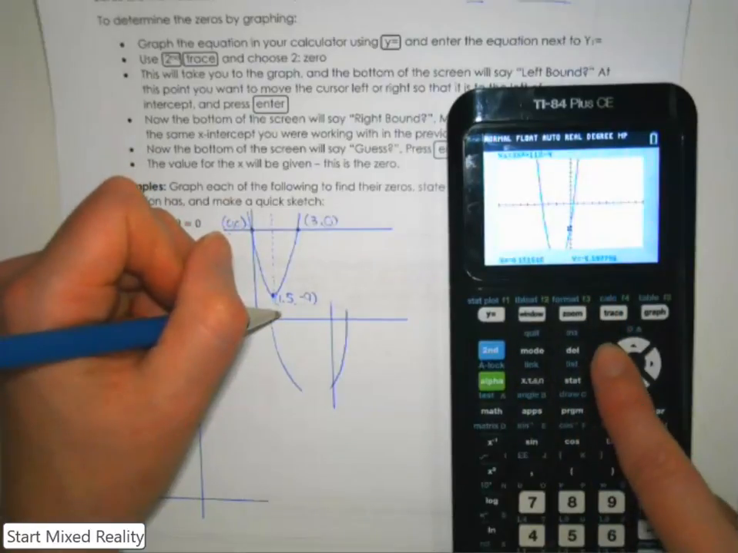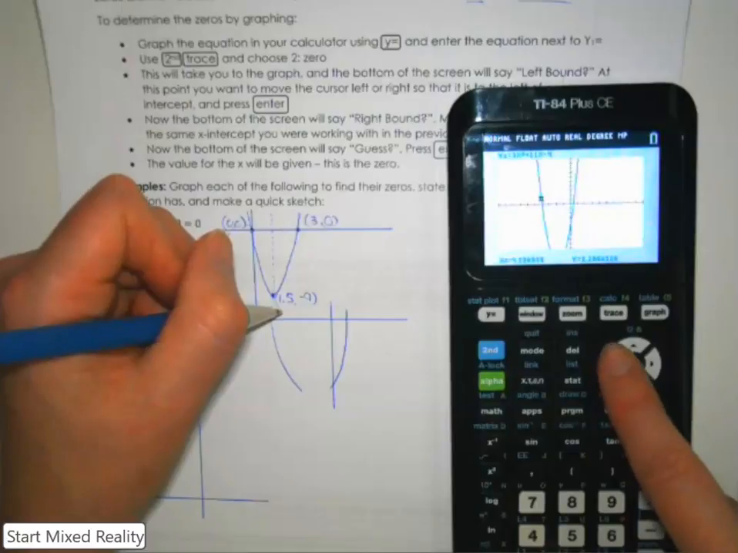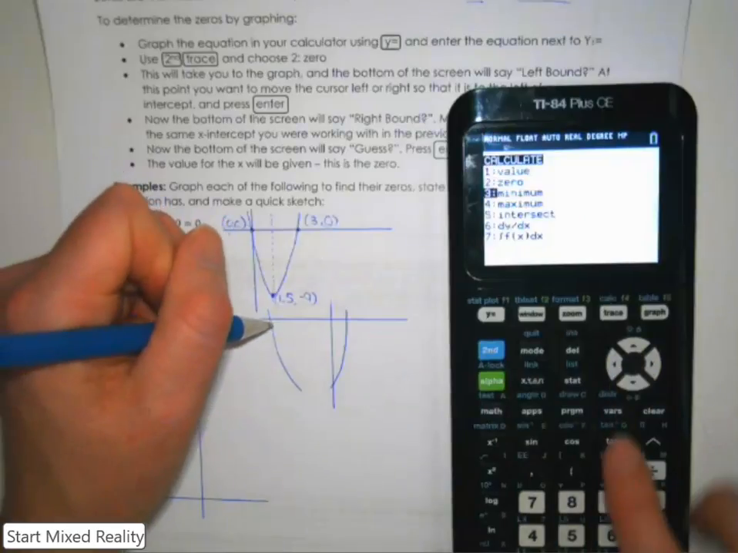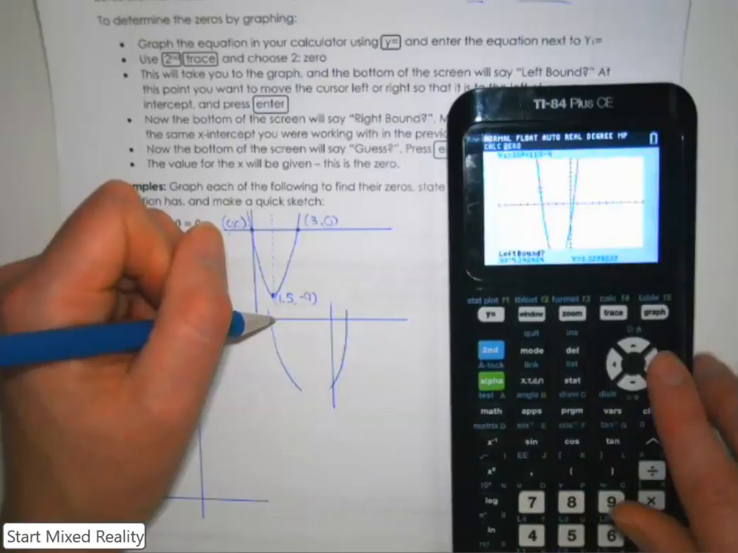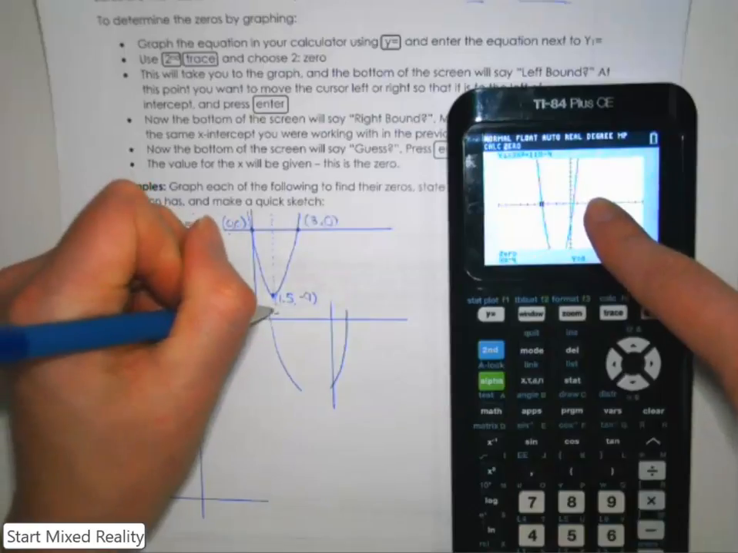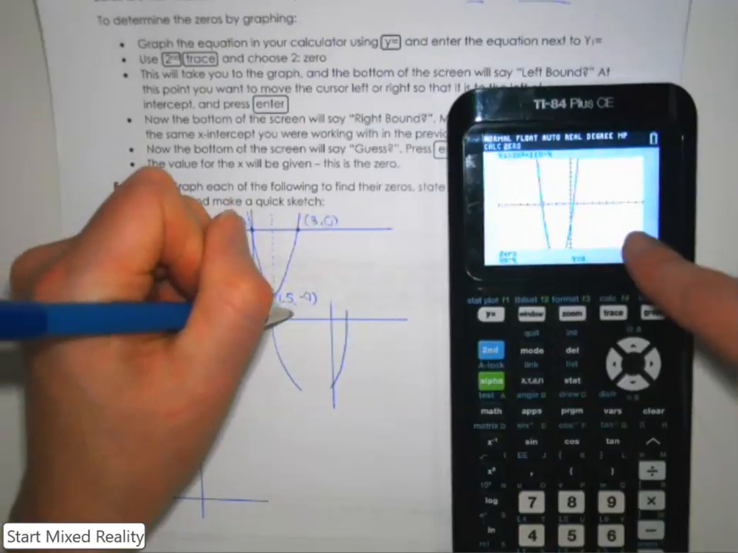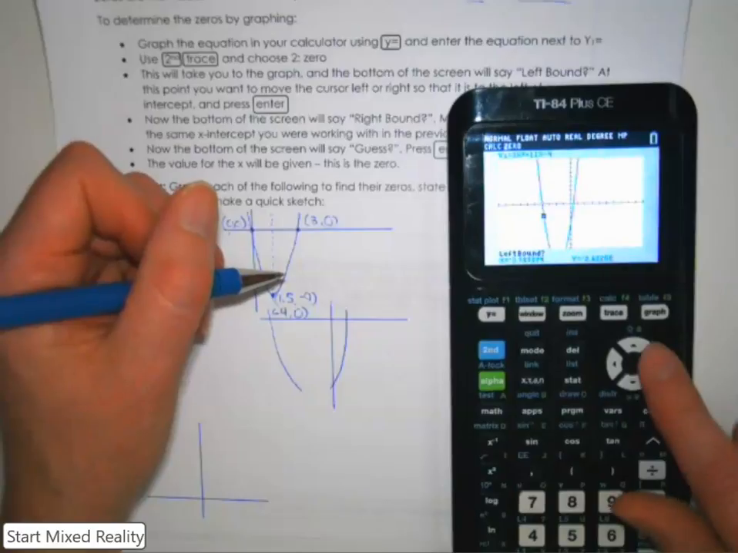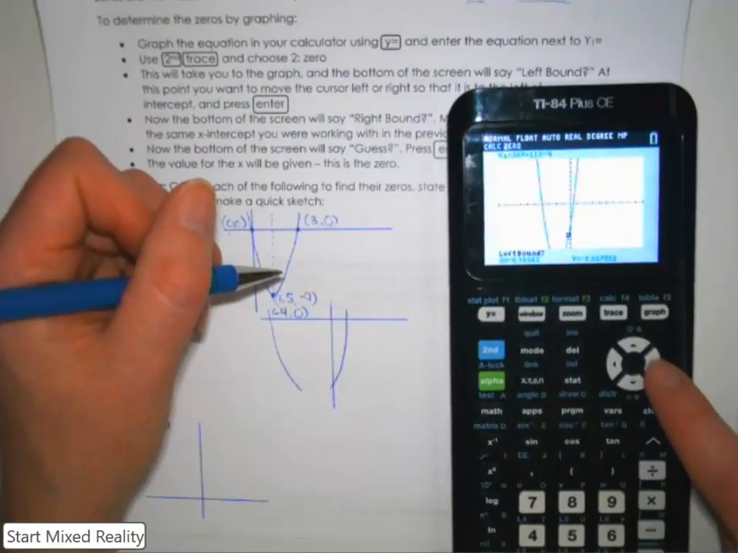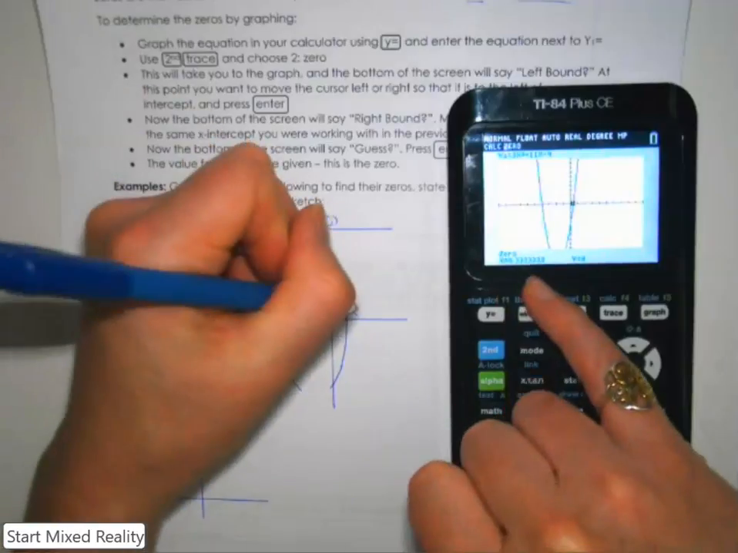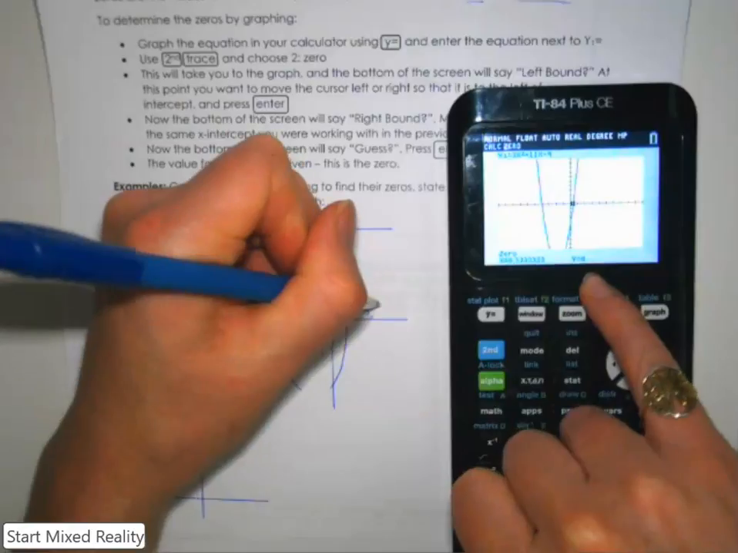Of course, if you want, you can always check. Second function trace, we want to look for the zero, left bound, right bound. I would always recommend confirming, even though it looks like it was, and it was. Sometimes it's off by a little bit. So -4 and 0. And then on our other side, second function trace, zero, left bound and right bound. And we find that the other zero is at 0.3 repeating, so that's 1/3, and y equals 0.